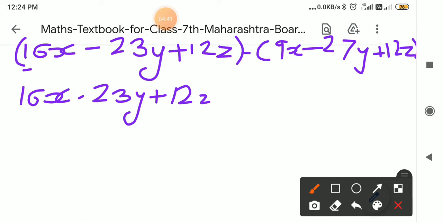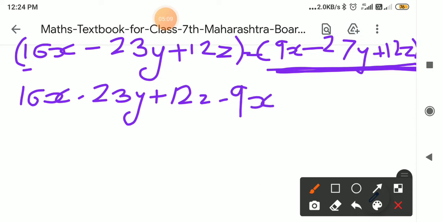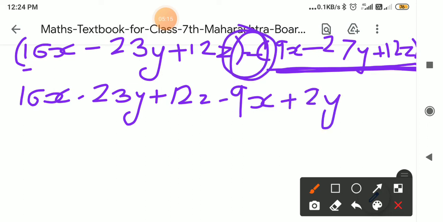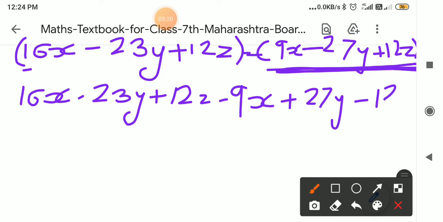Now the negative sign is before the second polynomial, so we have to change its signs, and for that we use the rules of integers which I told you, that we have to follow here. Because of this negative sign, the signs inside the second bracket will change: plus becomes minus and minus becomes plus. So 9x is positive, it will be minus 9x. Minus 27y will change its sign to positive, so plus 27y. Then plus 12z will be minus 12z.